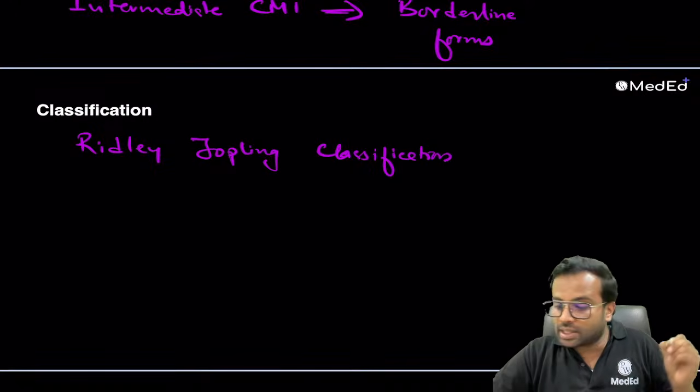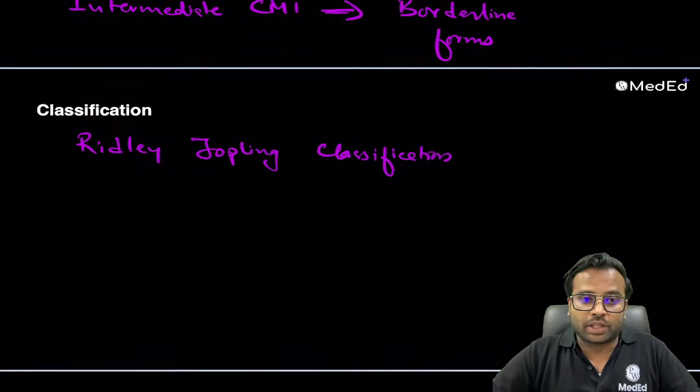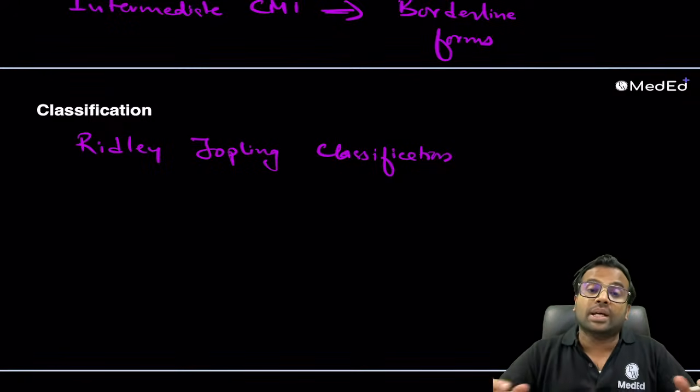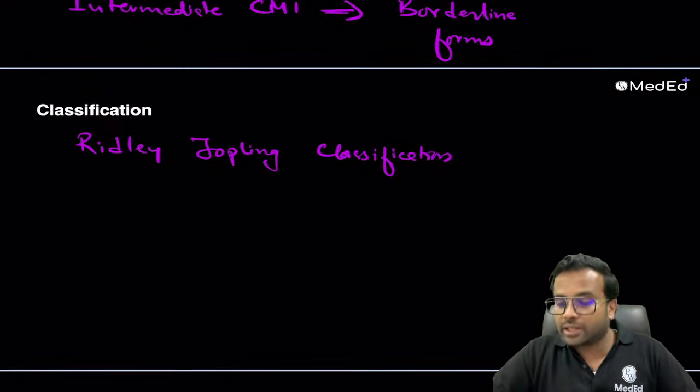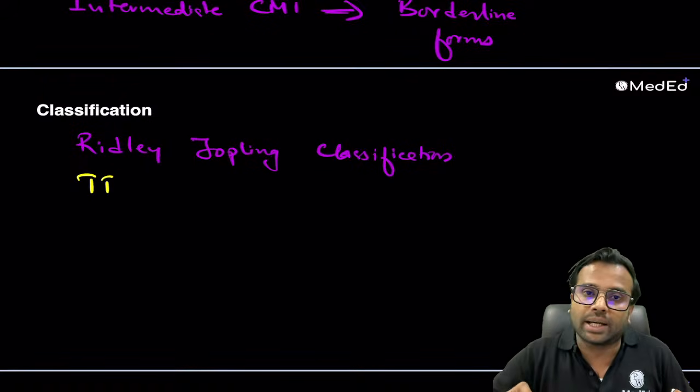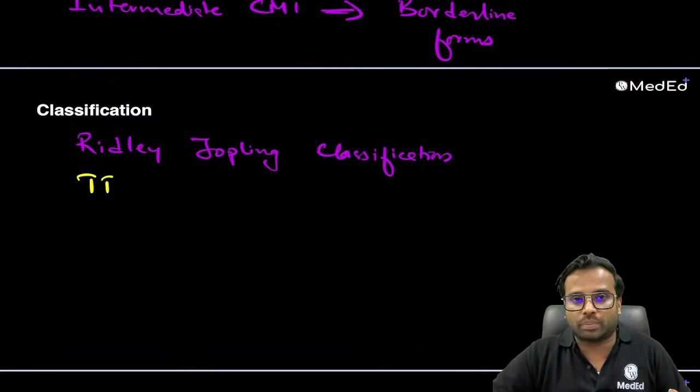Here it is called the Ridley-Joplin classification. What we do in the Ridley-Joplin classification is divide leprosy into a spectrum of disease. Where does this spectrum begin? The spectrum begins with the TT type, that is, tuberculoid type of leprosy.